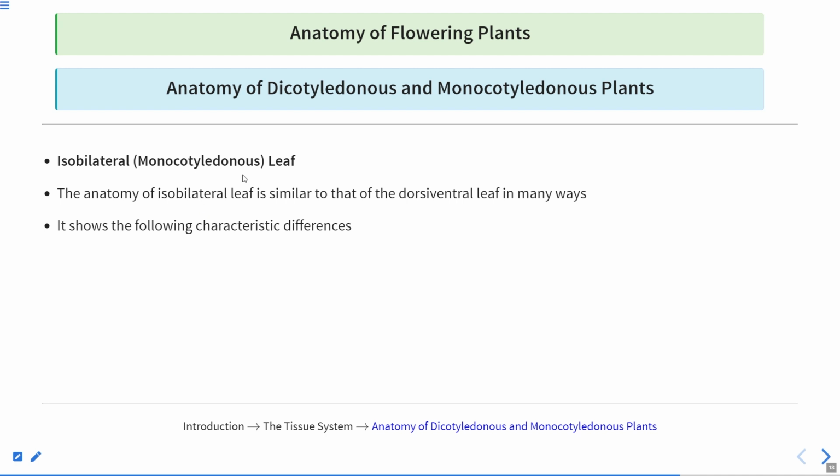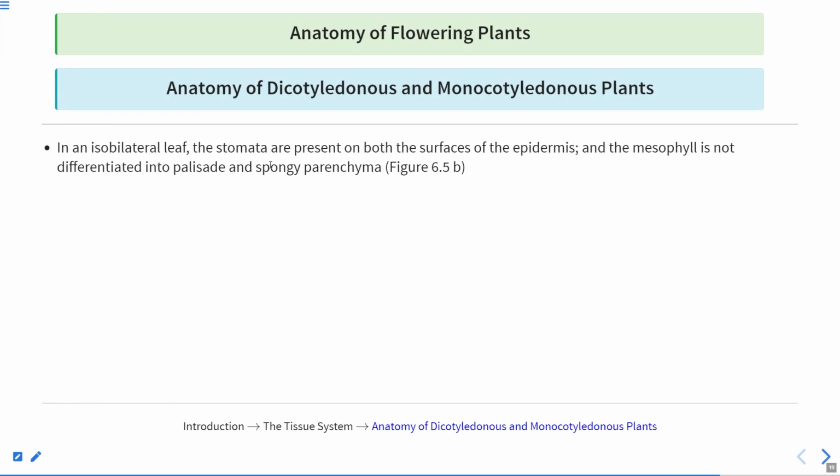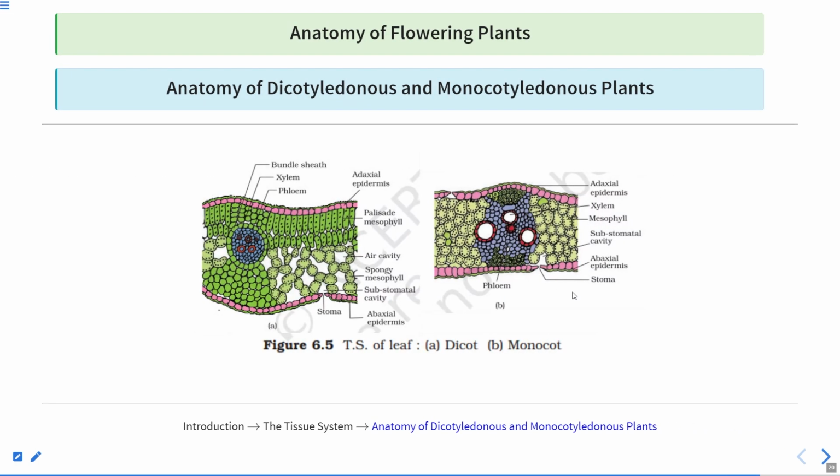The isobilateral monocotyledonous leaf is also called the isobilateral type of leaf. The anatomy of the isobilateral leaf is similar to the dorsiventral leaf in many ways. So they have all the things, but there are some modifications. It shows the following characteristic differences. What are those? In an isobilateral leaf, the stomata are present on both surfaces of the epidermis. We have already discussed this. The mesophyll is not differentiated into palisade and spongy parenchyma type. So we have seen this structure.